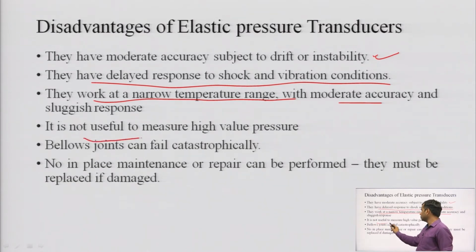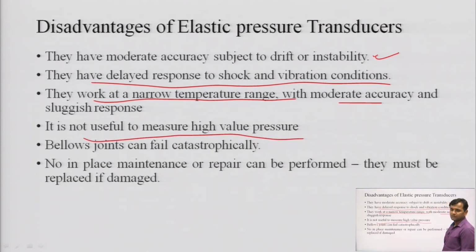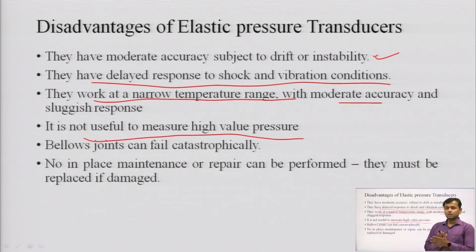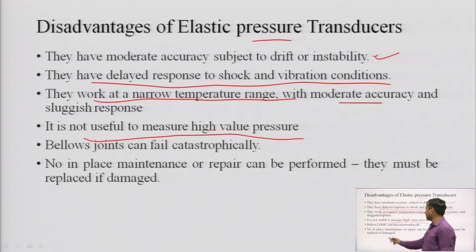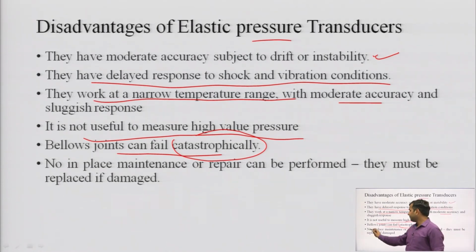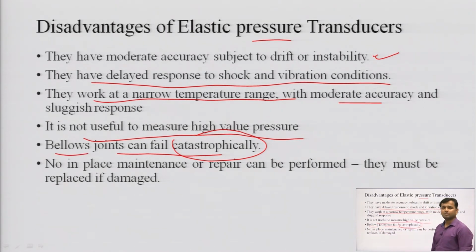Also, it is not useful to measure high values of pressure. So, high values of pressure cannot be measured with the help of an elastic pressure transducer. Also, bellows joints can fail catastrophically. That is because we are applying the pressure and that can displace, or the mechanical part can be deflected with the help of applied pressure on the bellows. So, that is one of the disadvantages of elastic pressure transducer.